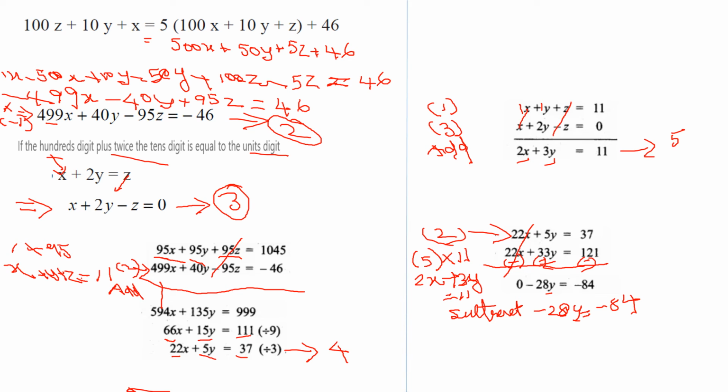So minus and minus will cancel. y equal to 84 by 28. 7 table: 4 7s are 28. 1 7 is 7, 2 7s are 14. 1 4 is 4, 3 4s are 12. Therefore, y equal to 3.